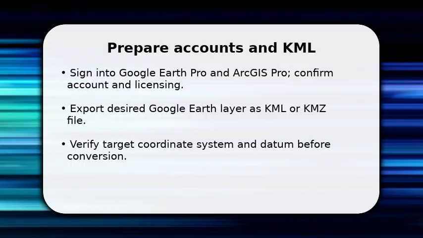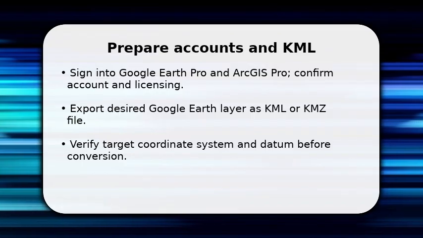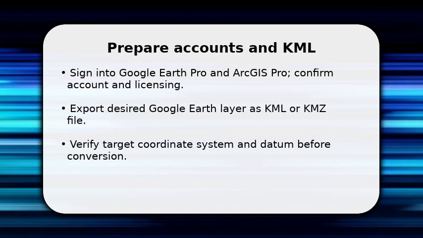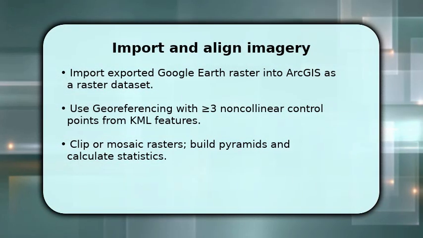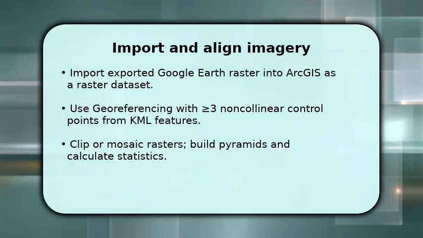Once you have the KML, use ArcGIS's KML to Layer tool to convert it to a geodatabase feature class. This preserves attributes. Make sure to set the correct datum and projection during conversion, so features sit correctly on your map. With your vector layers converted, focus on imagery and attributes.